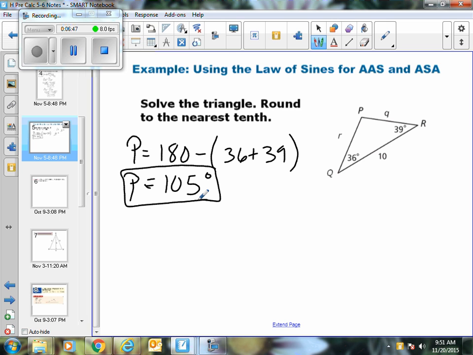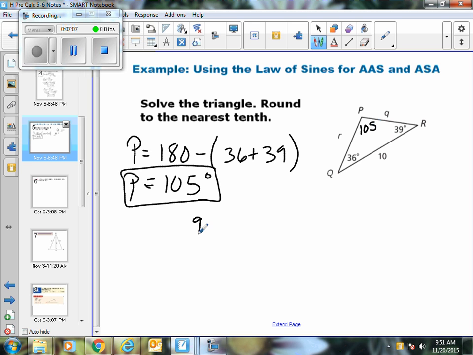So that means side P should be the longest. So that 10 should be the biggest measurement we ever have because that's the biggest angle. Okay, so we need to find R and we need to find Q. So let's go ahead and take a look. It doesn't matter. I'll just always go maybe smallest to biggest when I go through and solve for these. So let's say I'm going to find little q first.